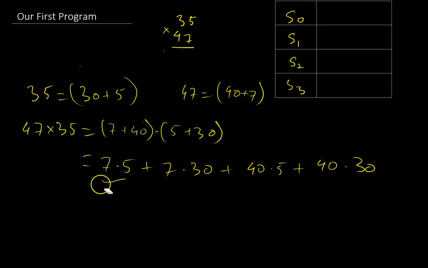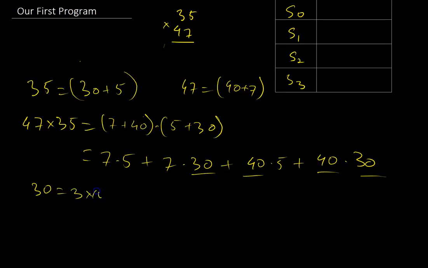Now looking at this equation here, we've almost decomposed it into values that we can move into the slots of our processor, except for the 40 and the 30. And how do we solve this problem? Well, with a similar decomposition. We're just going to say, okay, 30 is simply equal to 3 times 10, and 40 is equal to 4 times 10. And that's it.